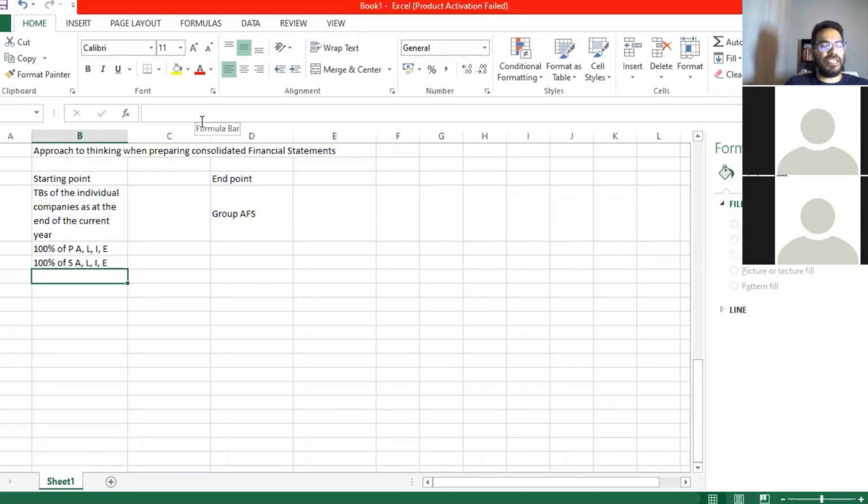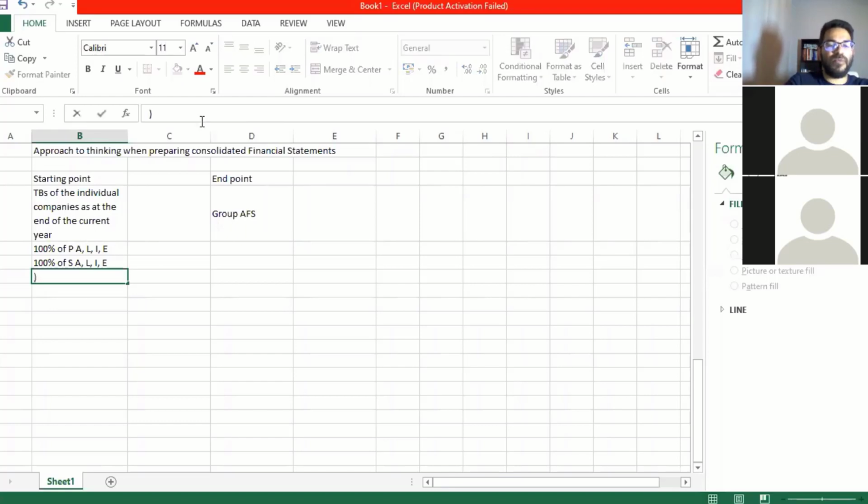Very important. Please note that in some exams, they may give you a set of financial statements that some accountant prepared, and then you might have to pick up those kinds of anomalies. So your starting point is 100% of the parent's assets, liabilities, income, and expenses on a line-by-line basis, 100% of the subsidiary's assets, liabilities, income, and expenses on a line-by-line basis. Which trial balance? It is the trial balance at the end of the current financial year.